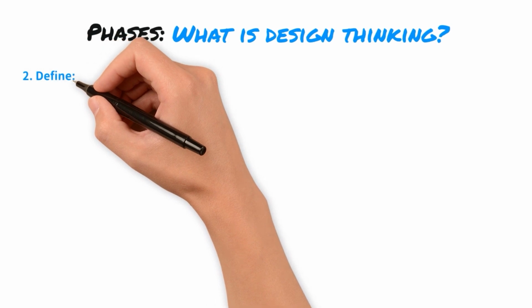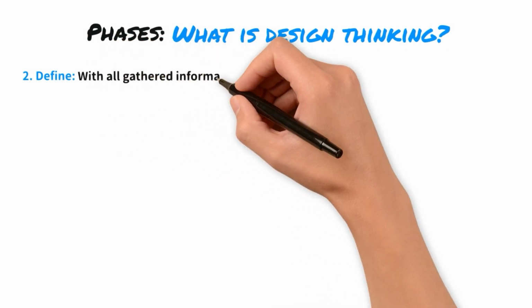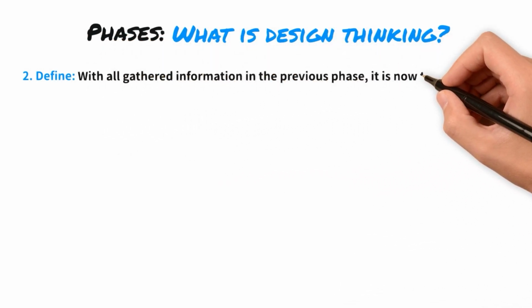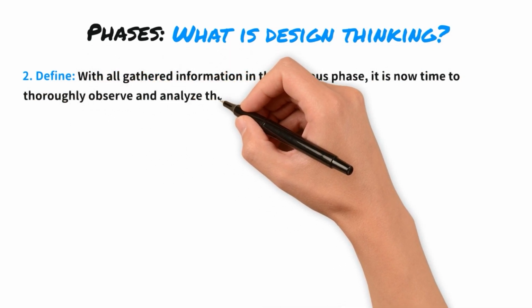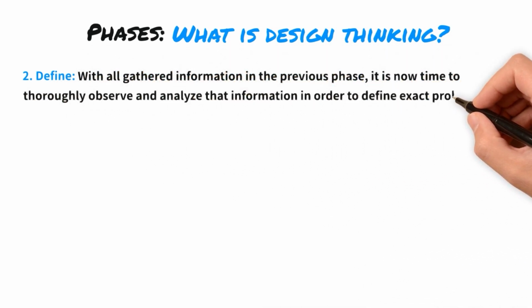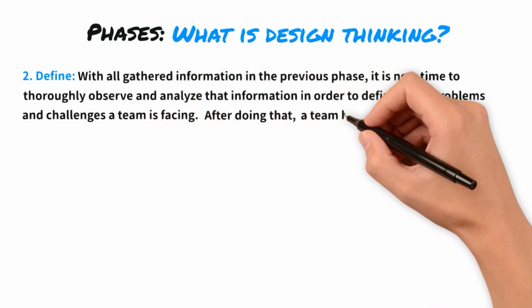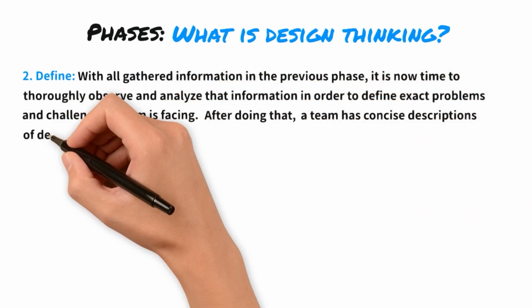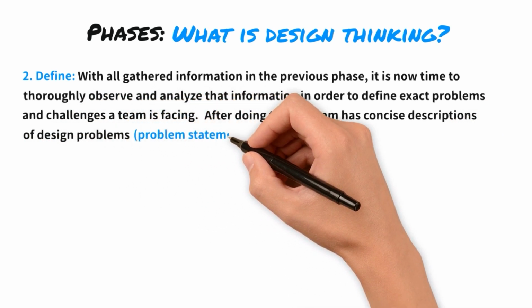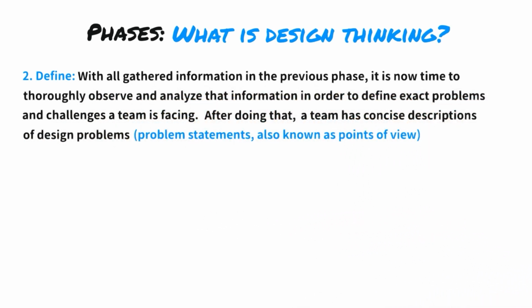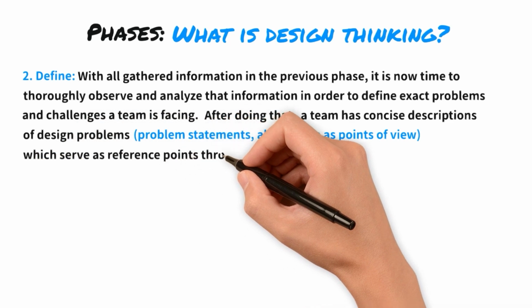Phase 2. Define. With all gathered information in the previous phase, it is now time to thoroughly observe and analyze that information in order to define exact problems and challenges a team is facing. After doing that, a team has concise descriptions of design problems, problem statements also known as points of view, which serve as reference points throughout the project.